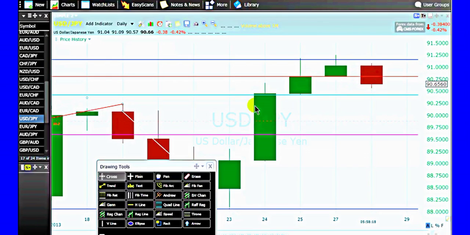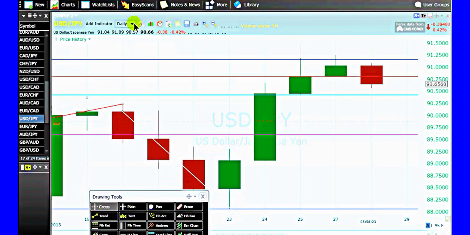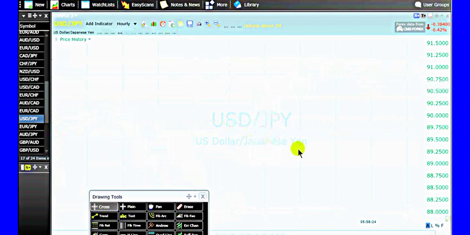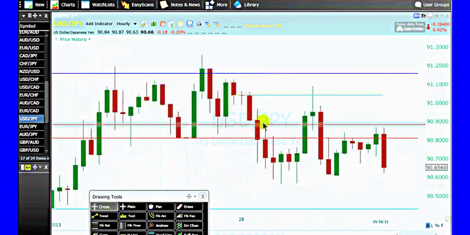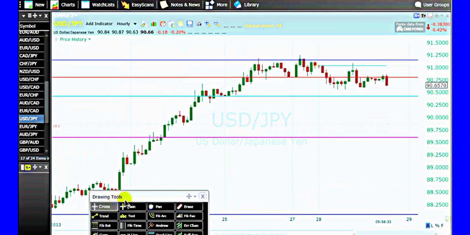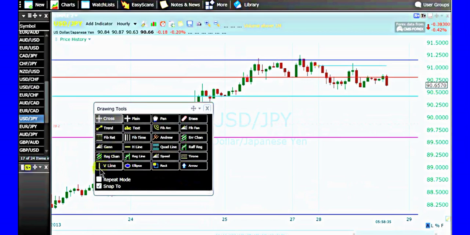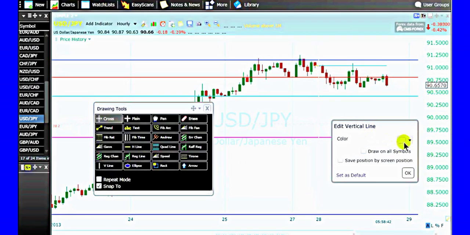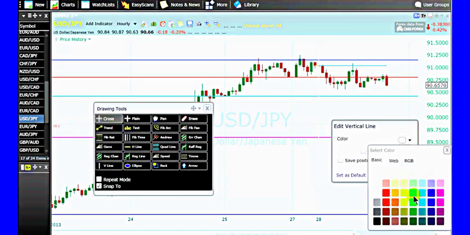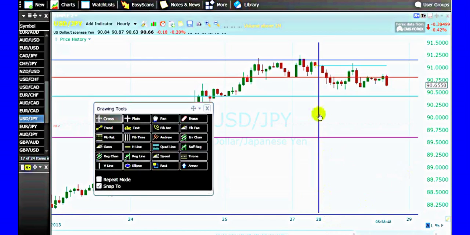All right, so now let's go to the hourly chart, for instance, a very friendly time frame. So this is today. Again, I'm going to put a vertical line down, and we want to review the trade of today for the crazy currency pair, the dollar yen. I'm going to color the vertical blue. That's today, you see here.